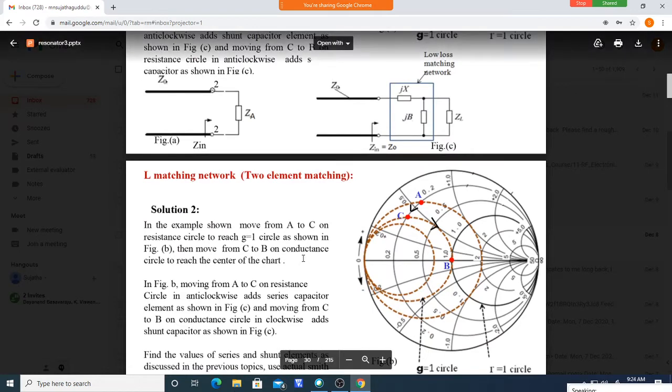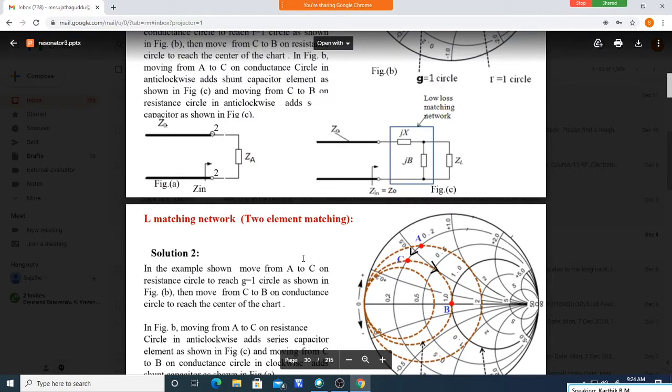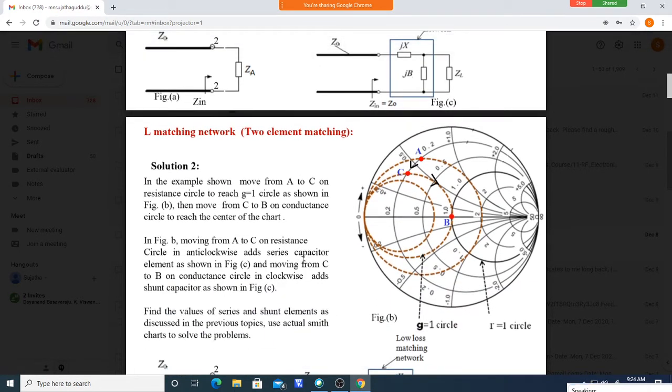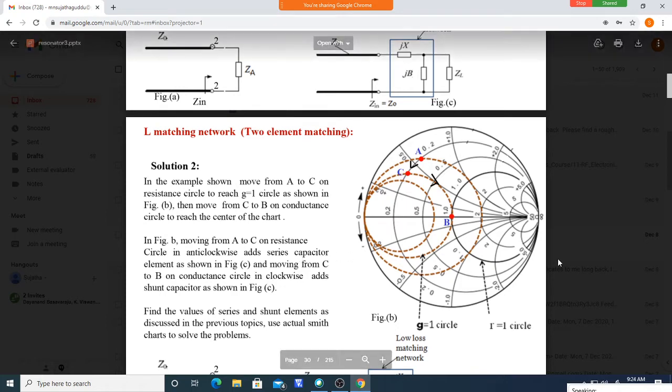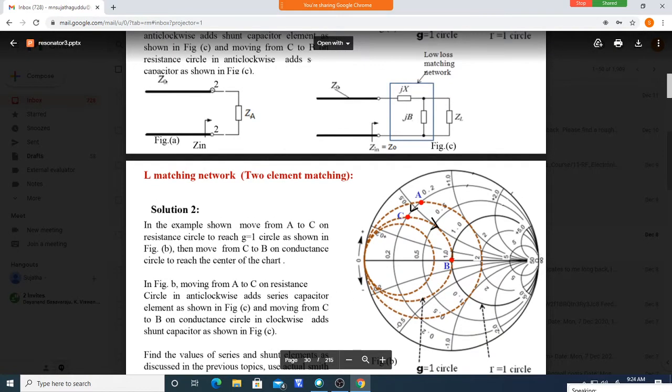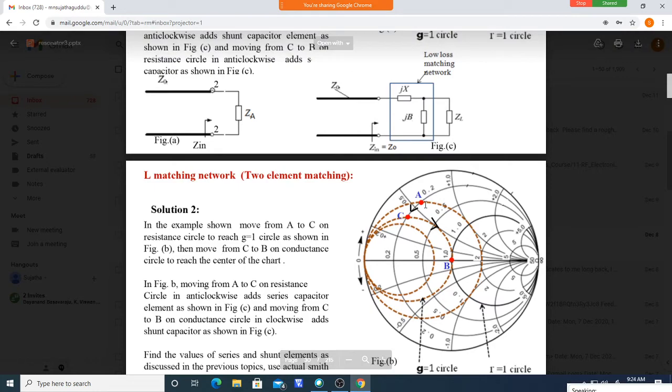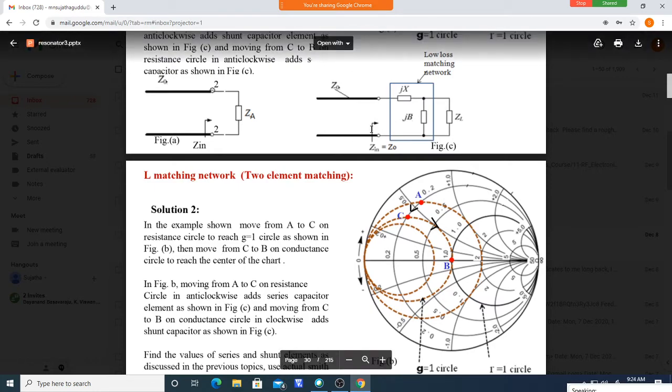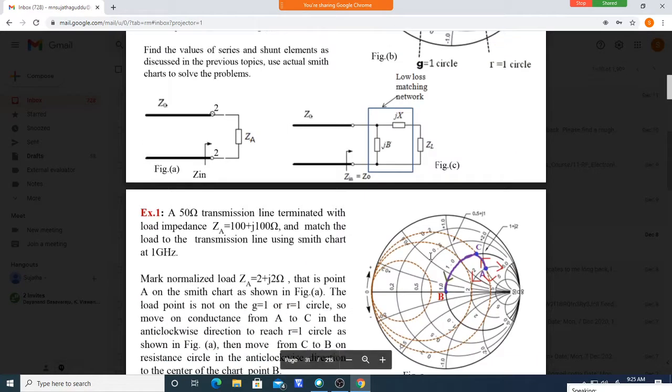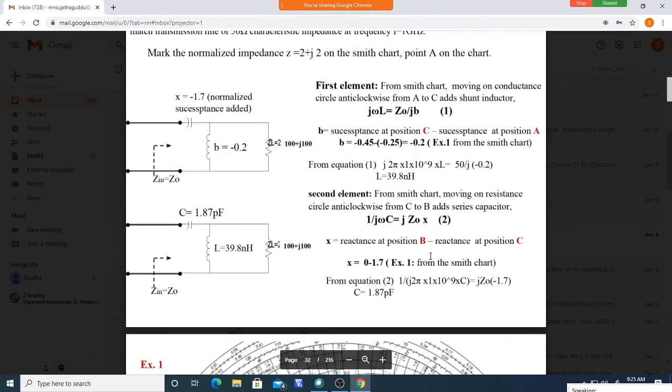Okay, so this is about this movement on the Smith chart, how to get an impedance. Either you can get 50 ohm or any given value like this as an input impedance by moving like this.